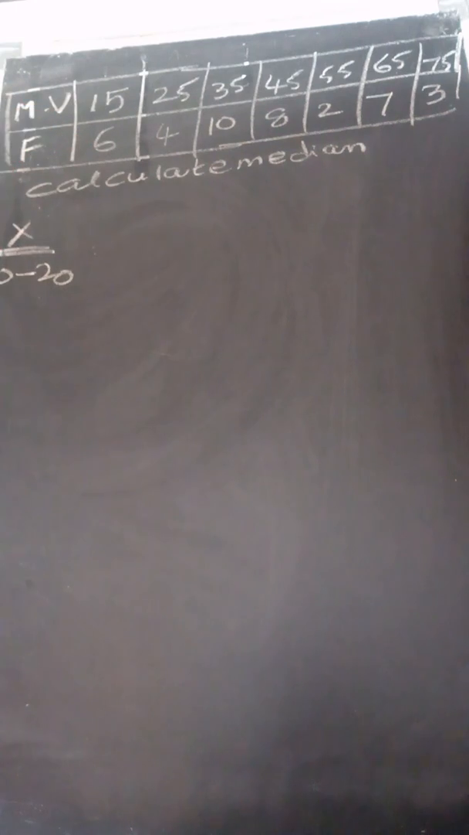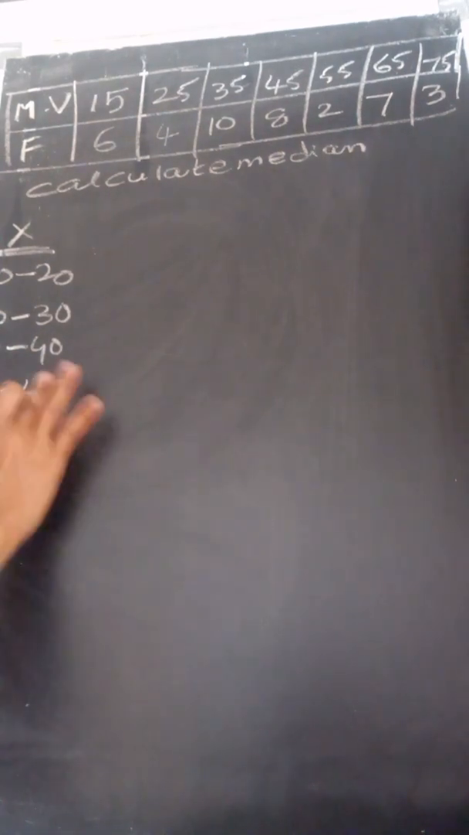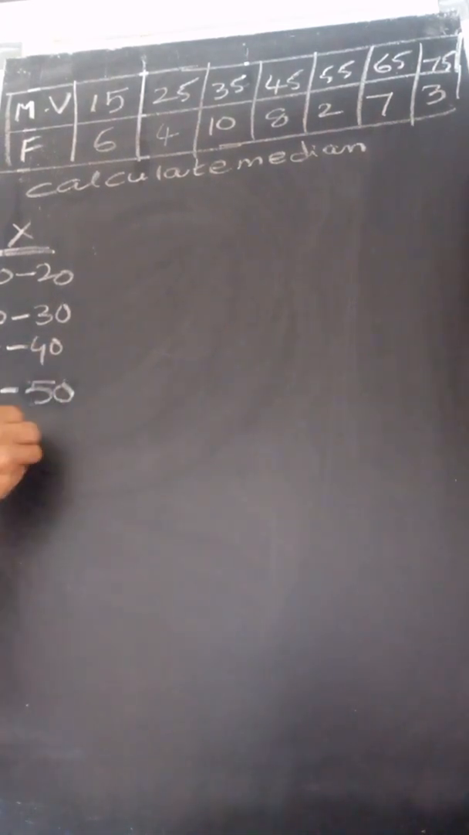25 minus 5 means 20. 25 plus 5 is 30. 35 minus 5 is 30, 35 plus 5 is 40. 45 minus 5 is 40, 45 plus 5 is 50. Like this you should go on, my dear students. So 40 to 50, 50 to 60, 60 to 70.